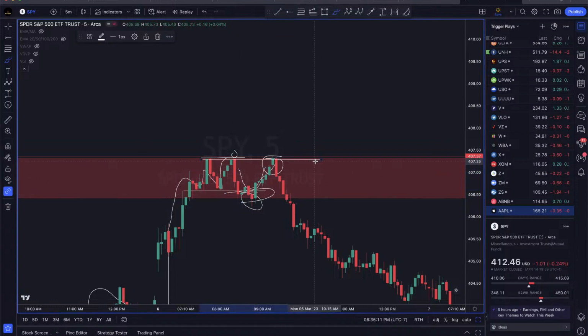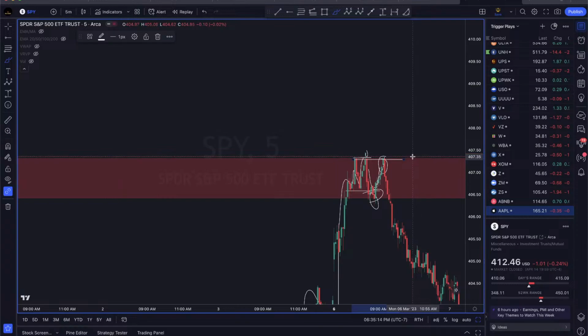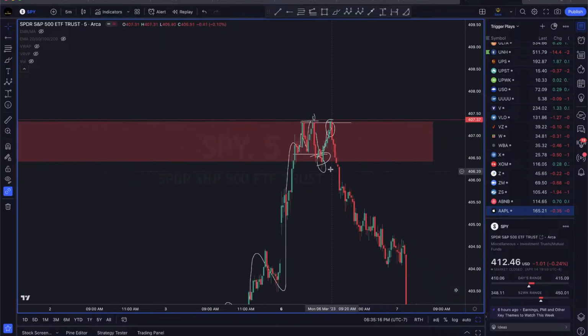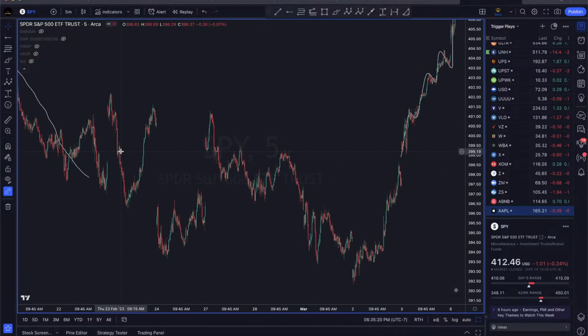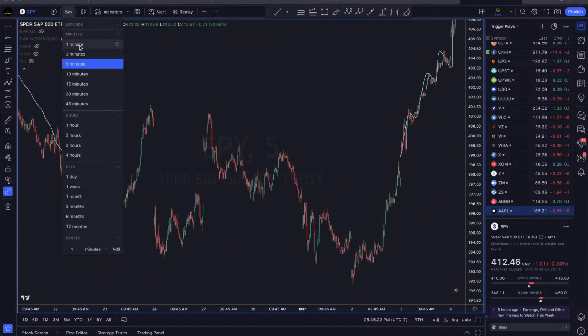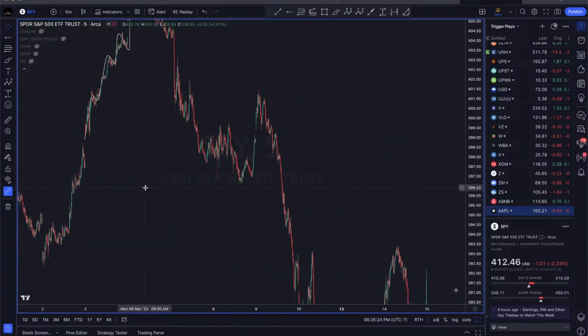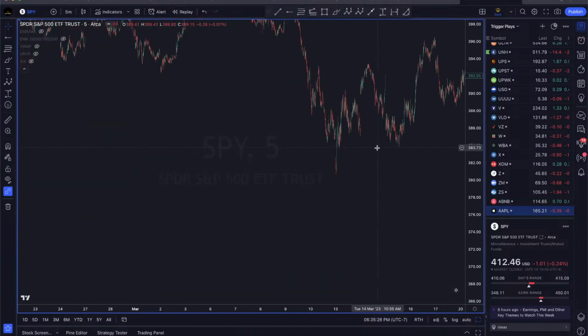I can add my entry on the pullback. Pulled back into the zone, I take my entry, very minimal stop loss, so right above the entry level. Look what happened, followed by a huge dump. And then I have more examples for you. Dump down in terms of new lows.